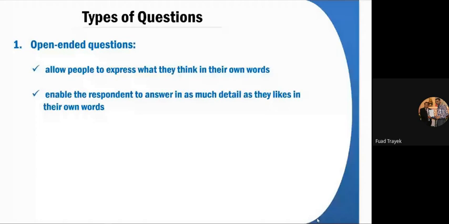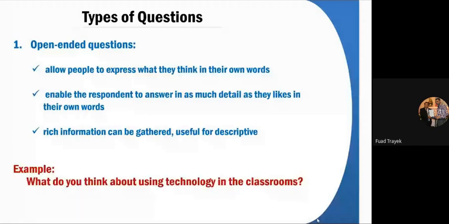Rich information can be gathered, which is useful for descriptive purposes. Through the open-ended question, no options are given. We just ask the question and they start writing in their own words. This is an example of an open-ended question used in a survey: What do you think about using technology in the classrooms? They can write as much as they want about their own experience or how they think about using technology in the classroom. This is about open-ended questions.